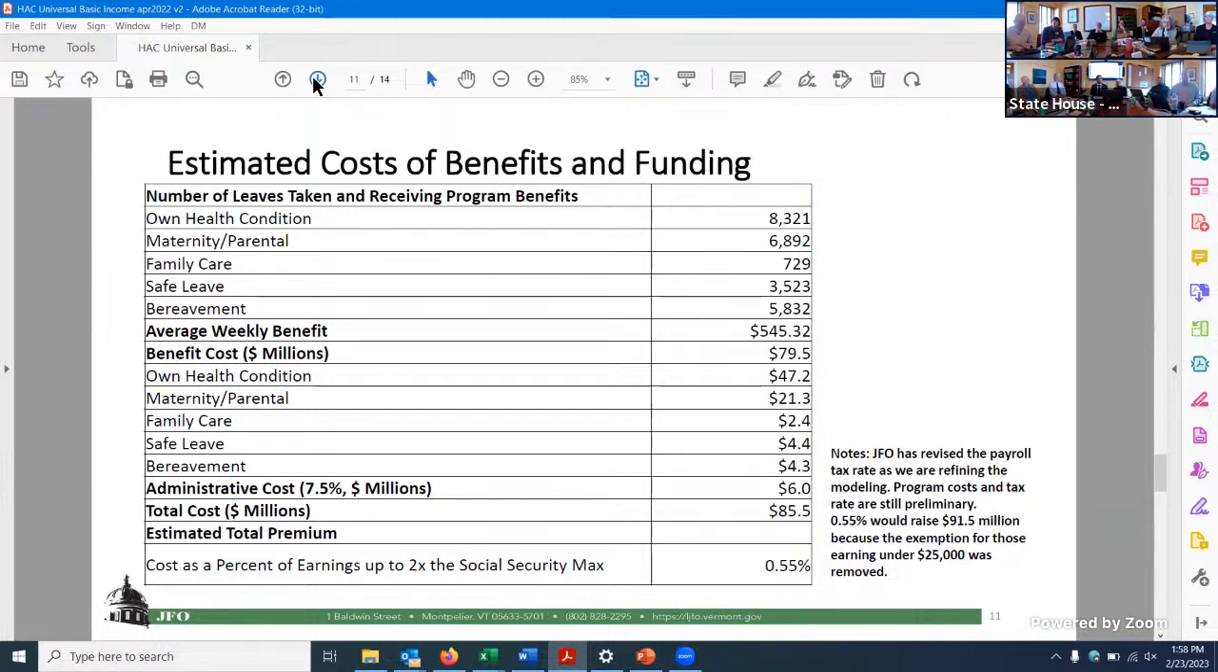Sort of the opposite side of that, the family care number seems on the very low side. Could you talk a little bit about that number? Well, that is one of the ones that is based on the observed data collected from Rhode Island. We see that it's much more likely, based on their experience, that people are taking leave for their own health problems. And that's based on the observed data that we have available to us.